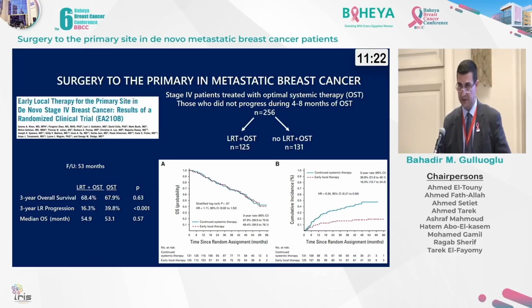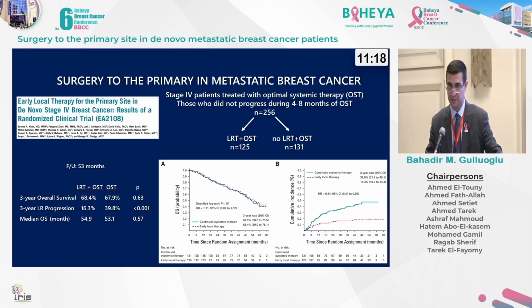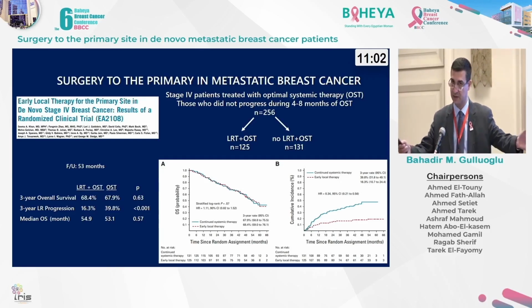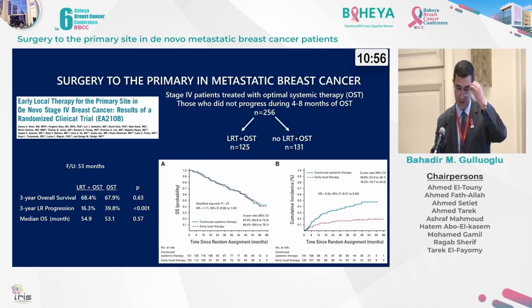Coming to the second trial, which was published last year from North America and was long awaited, by Seema Khan from Chicago, Seema reported with a follow-up of 53 months. They again gave a systemic treatment. If the patient gave a response to this treatment, they randomized the patients into surgery and no surgery, and they randomized 256 patients in here.